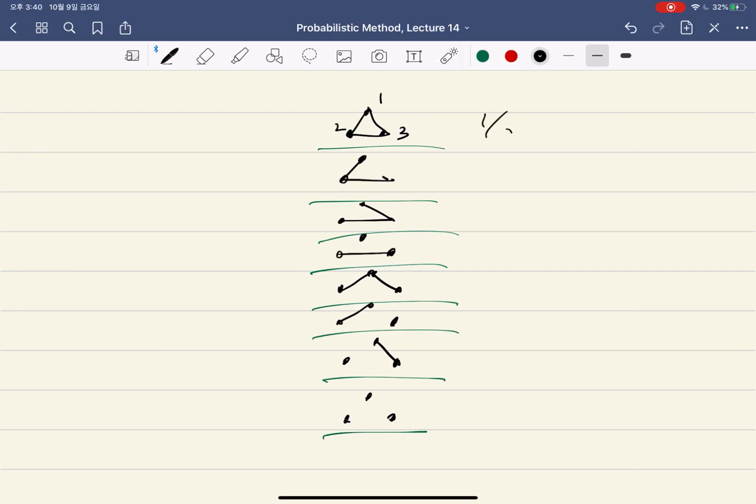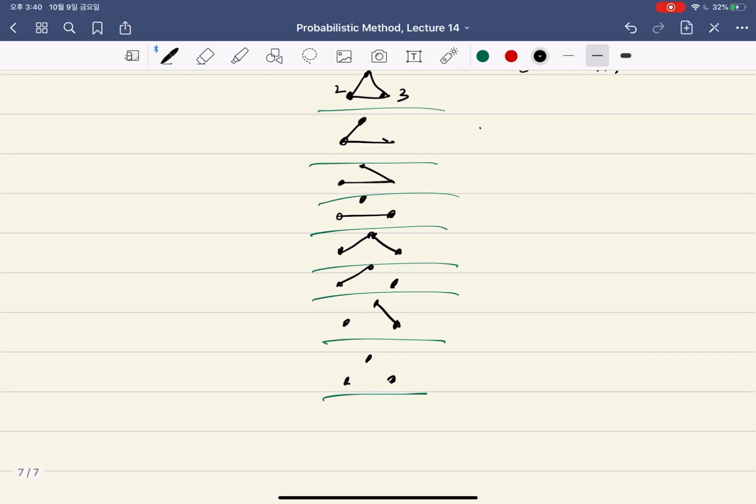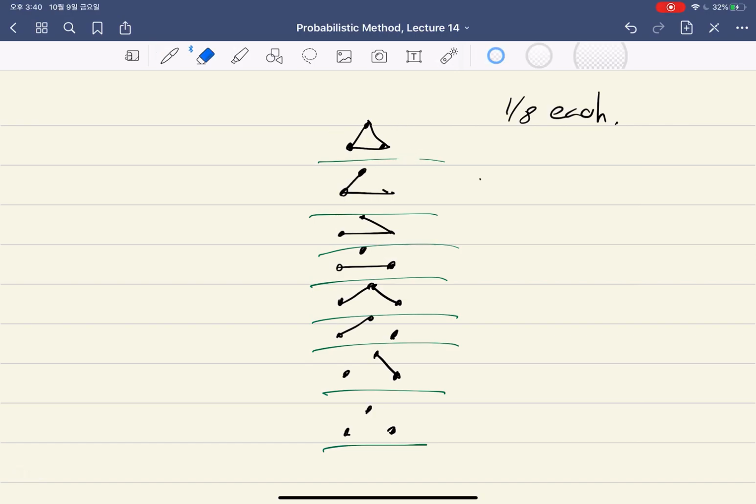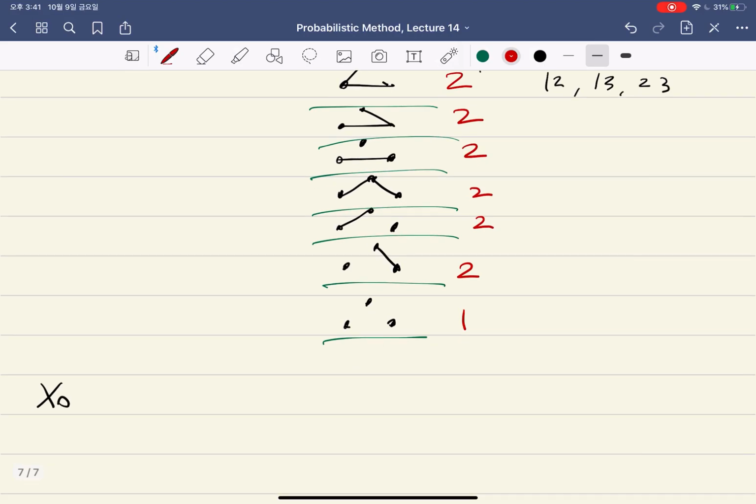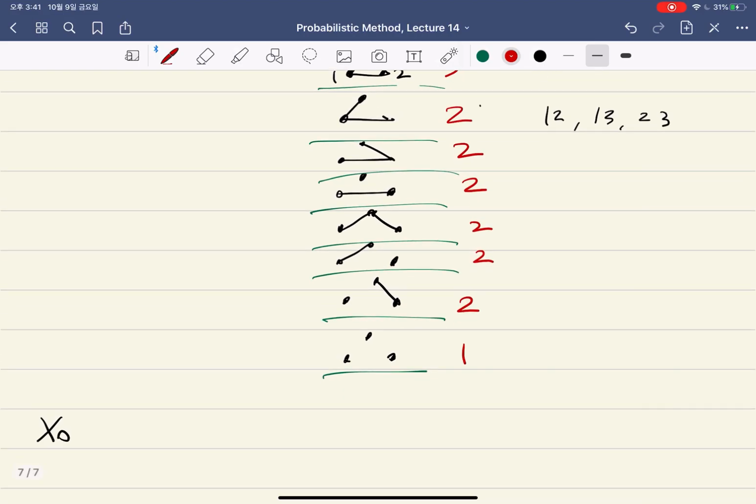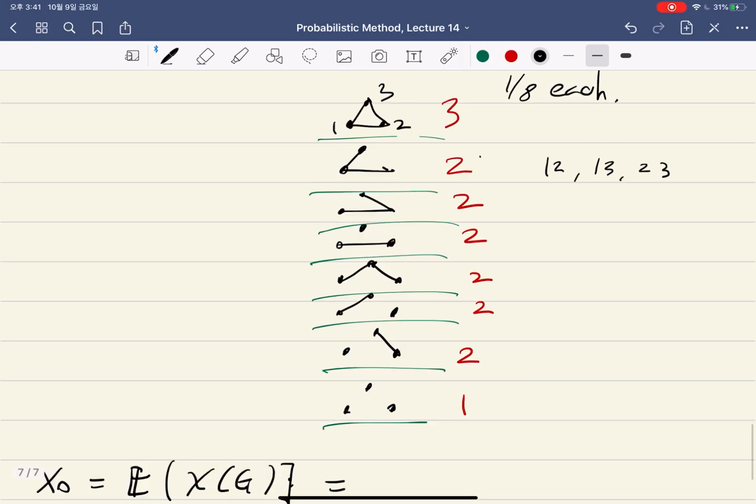So these graphs each have probability 1/8. Let's give names in this way: 1, 2, 1, 3, 2, 3. So what's x0? This is chromatic number 3, 2, 2, 2, 2, 2, 2, 1. Then if you take the expectation over all things, the expectation of the chromatic number of G is, you multiply 1/8 each and then add together, then you get 2.